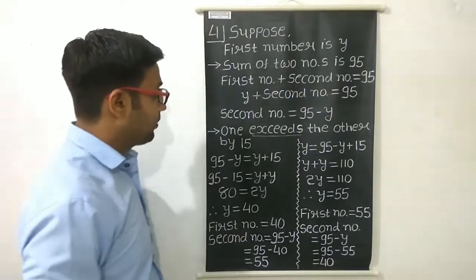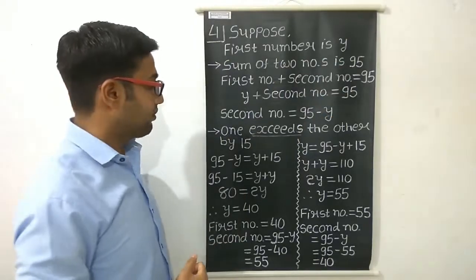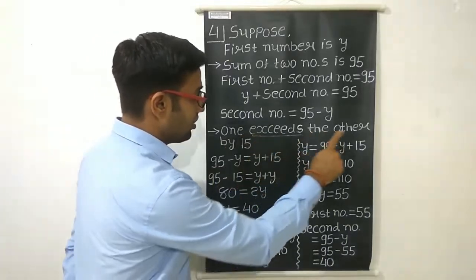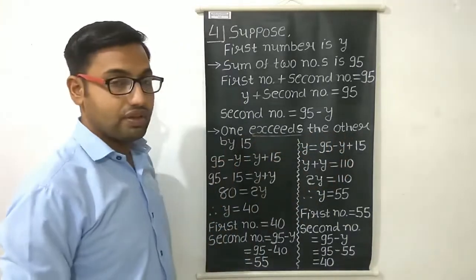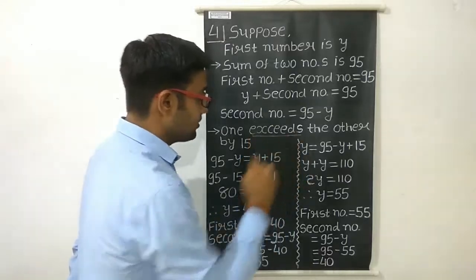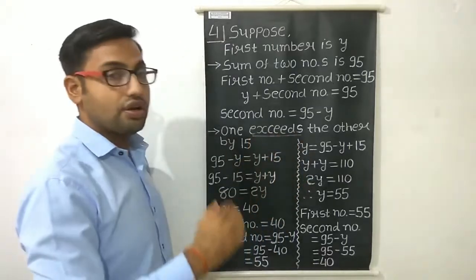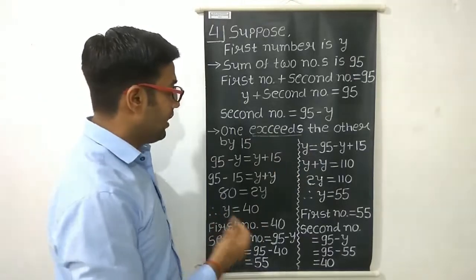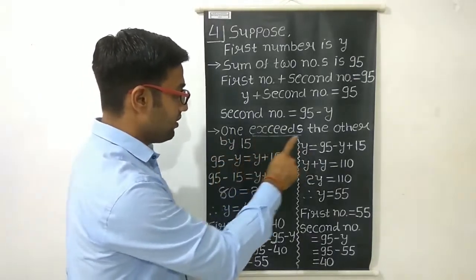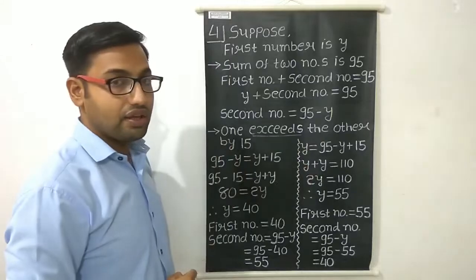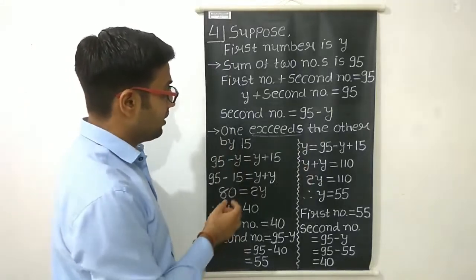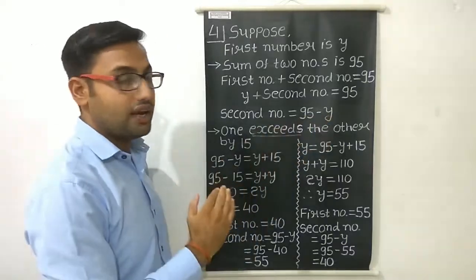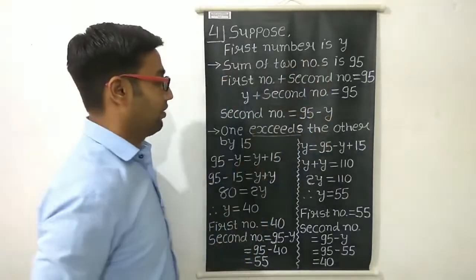Okay. So now another condition given in the question is that one number exceeds the other by 15. What is the meaning of this exceeds? Exceeds means more, greater. Now one number is greater than the other number by 15. That means let's suppose that this 95 minus y, this second number, is greater than the first number.